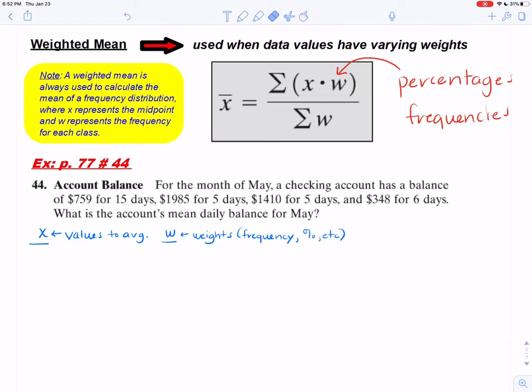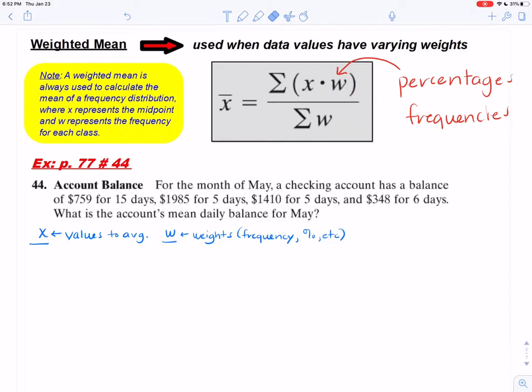A tip I want to give you here when you're trying to do a weighted mean is to set up two columns where in one column you list your individual data values. Those are the things that you actually want to average. And then you list your corresponding weights just to make sure that you keep everything straight when you go to plug into the weighted mean formula.